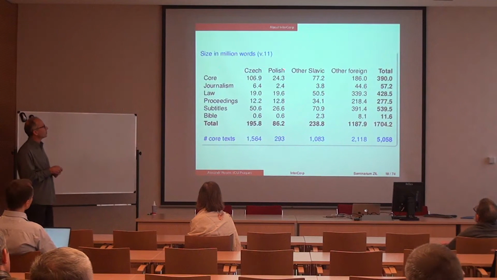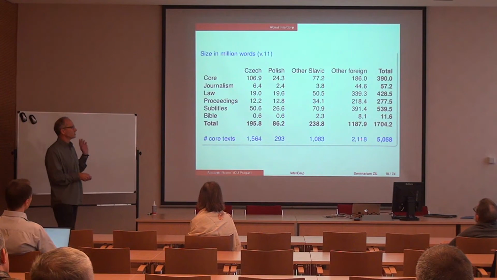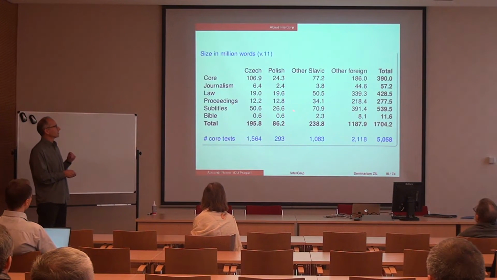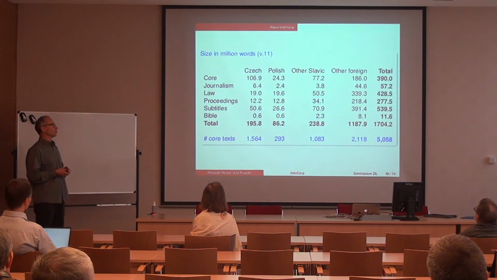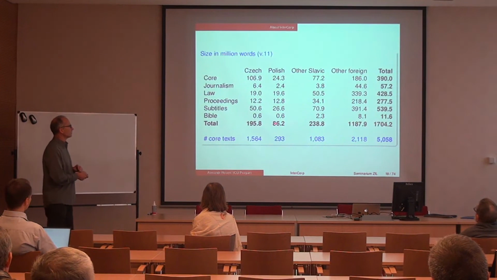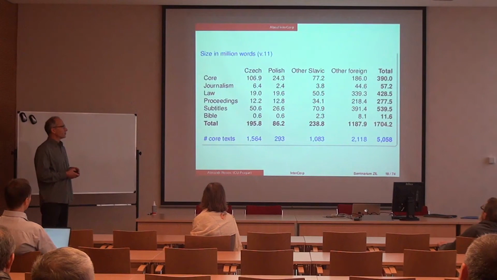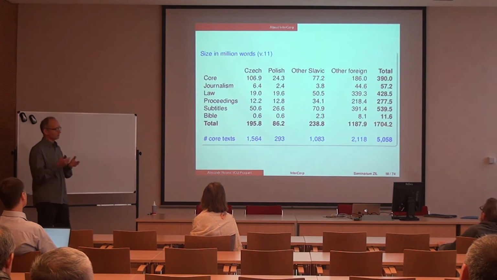This is Czech, Polish, other Slavic, not Czech, not Polish, other foreign, and total. So this is release 11. And you see that Polish is not so bad in numbers. So 24 million words of fiction in Polish. In total, Polish has 86 million. And Czech has nearly 200 million, and that's for all the text types. And this is the number of the texts, the fiction books in the core.